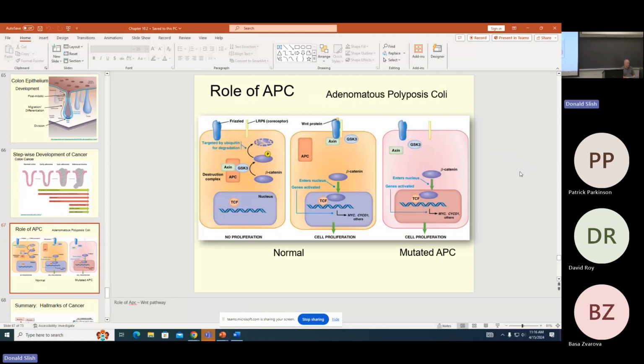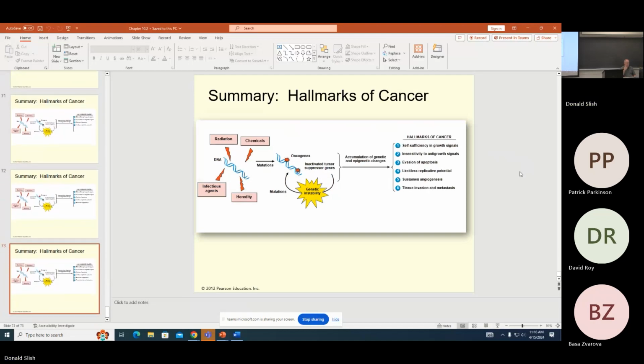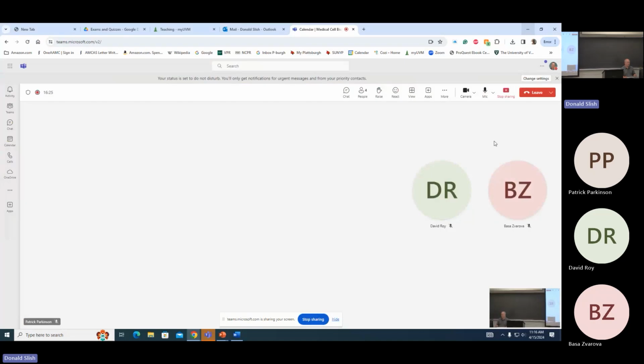This is just talking about APC, what happens without it. And then our hallmarks of cancer. Self-sufficient growth signals, and that's really the key to everything, right? Because that's going to turn on all the other things. Insensitivity to anti-growth signals like TGF-beta, SMAD4 mutation, evading apoptosis, limited replicative potential, which is our telomerase, sustained angiogenesis, bringing in blood, and tissue invasion and metastasis. And that's when it is very dangerous when it does that. So that was the review of what we talked about last time.